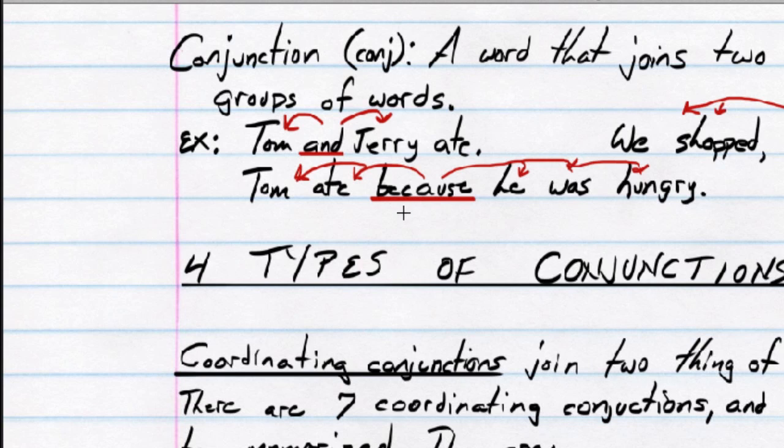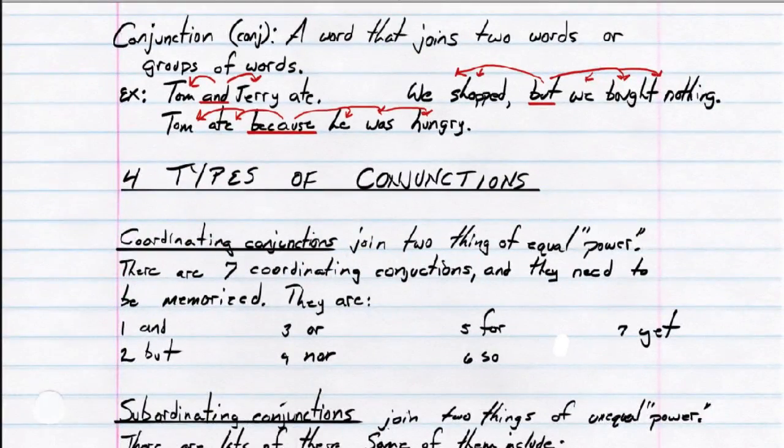All right, but the third sentence, however, has a subordinating conjunction, which means it's combining two ideas of unequal power or importance. So what I mean by that is Tom ate. That's an idea. And he was hungry. That was an idea. But if I take out the idea of he was hungry, Tom wouldn't have eaten. So he was hungry is a more important idea in this sentence than Tom ate, because one is causing the other.